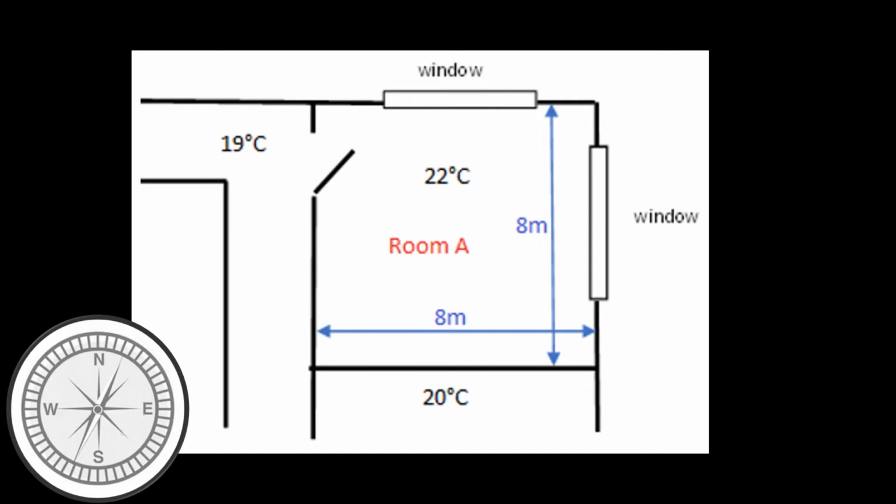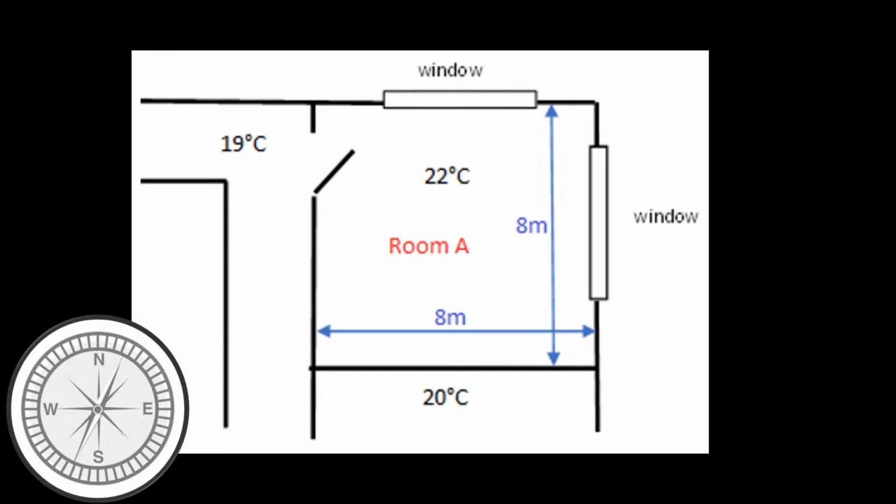So looking at our diagram from the question, we can see we've got room A to be maintained at 22 degrees Celsius. It's an 8x8 room. It's got 2 windows. It's adjacent to another room of 20 degrees Celsius, another room of 19 degrees Celsius. Then as the question told us, there's rooms above and below it. I've got a wee compass here on the bottom left.